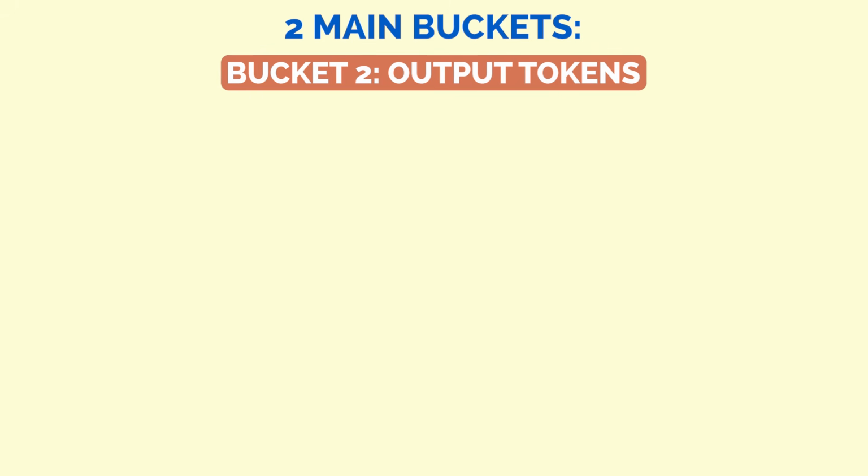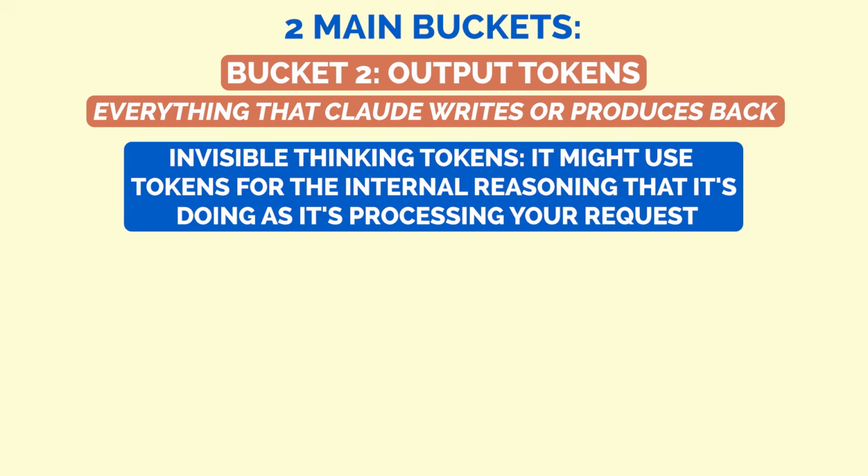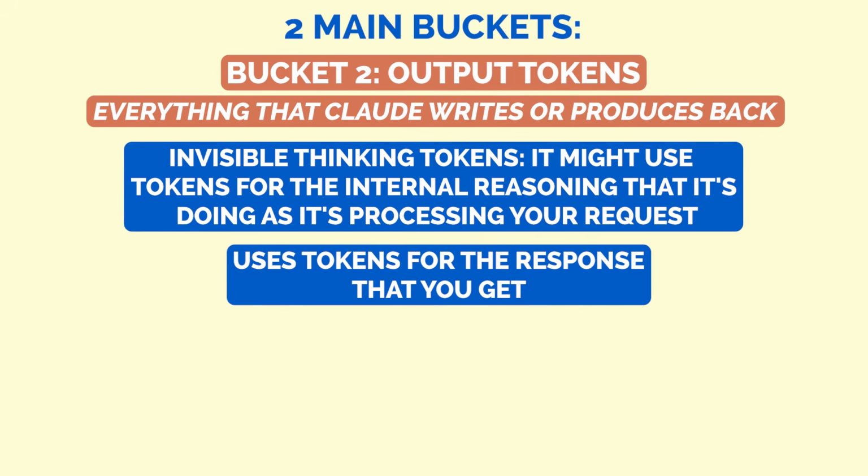Then it also uses output tokens. This is everything that Claude writes or produces back. And so sometimes this can include invisible thinking tokens. So it might use tokens for the internal reasoning that it's doing as it's processing your request. Even though you don't see them, you're probably using them and probably billed for them. And then of course, the response that you get, it also uses tokens for that.